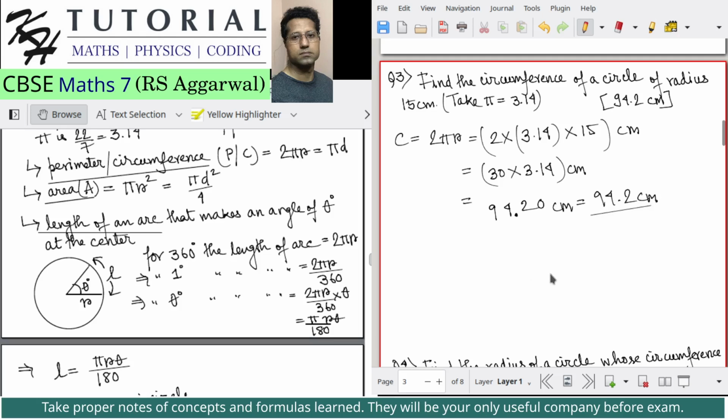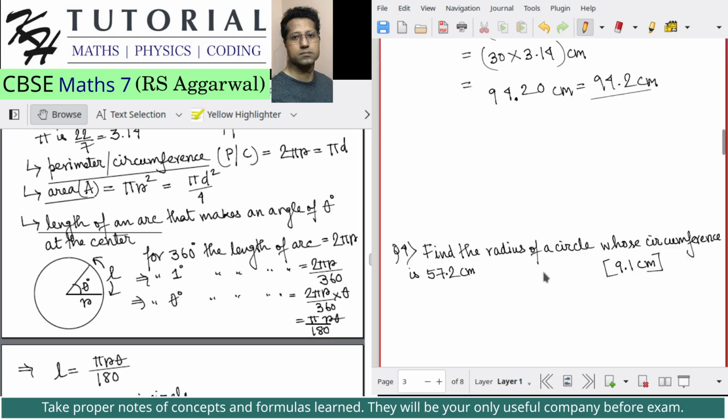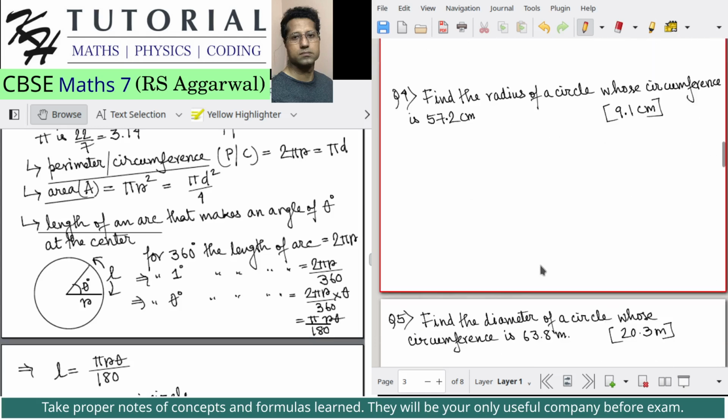Okay, let's see the next problem. Question number 4. Find the radius of a circle whose circumference is 57.2 centimeter. So this time the circumference is given, we have to find the radius. We know that circumference of a circle is C equals 2 pi r. So from here we get the radius equal to C by twice pi.